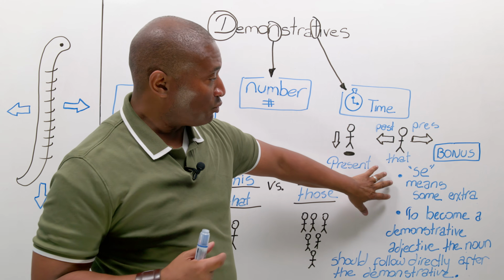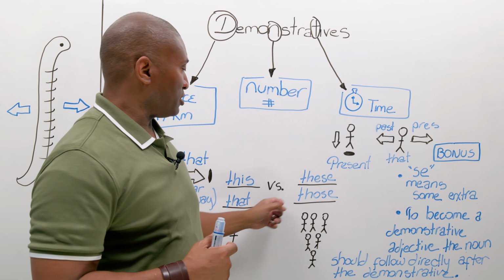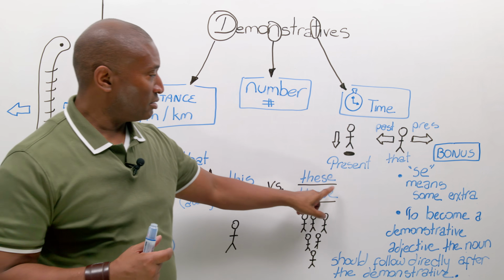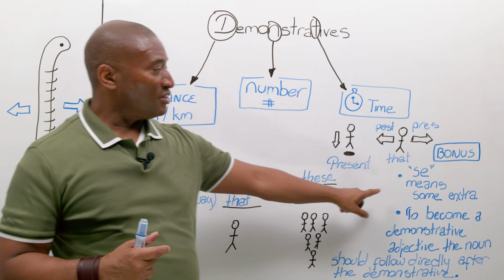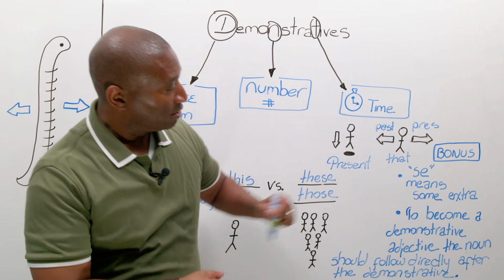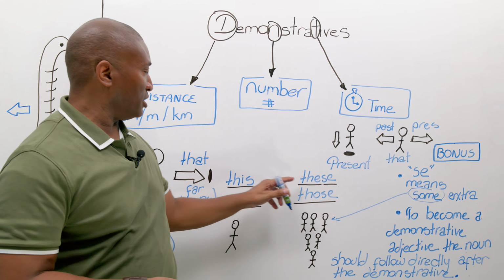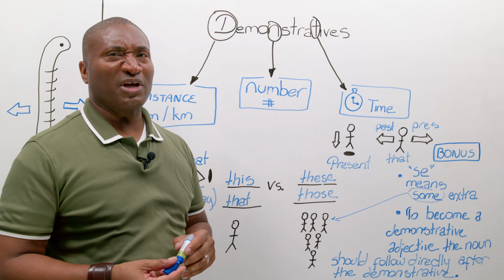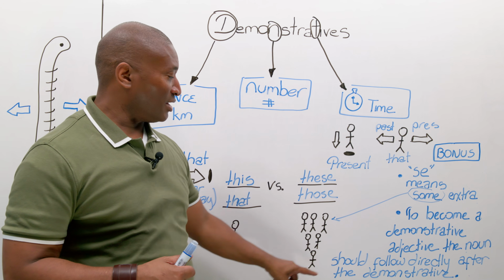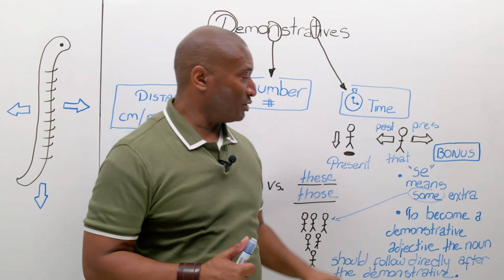Now, if you're new, you might get confused with this and these, those and that. See the SE on the end here? There's SE here, SE here. Think of it as meaning some extra. Some meaning many, right? It's a little trick to help you remember so you don't get confused with this or these, that or those. I know it can be difficult, but that trick should help you. So SE means some extra, and that extra is more. Cool?